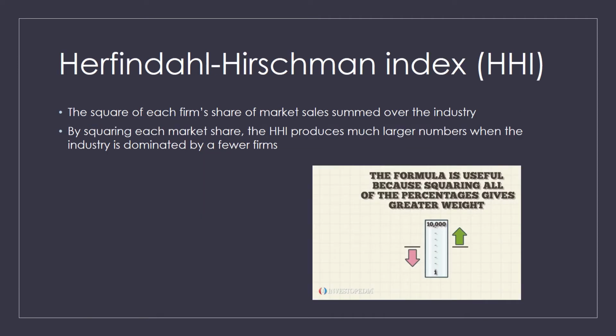Herfindahl-Hirschman index, the purpose is again to do the same thing. The difference is that whereas the concentration ratio just figures out what's the percentage of the sales from that industry dominated by that number, the 4, the 8 largest, the Herfindahl-Hirschman index squares those numbers. The reason it does that is by squaring each market share, it produces much larger numbers, which essentially gives greater weight to the industries that have more power or that are larger. So this does a better job of showing how much an industry is dominated by just a few large firms.